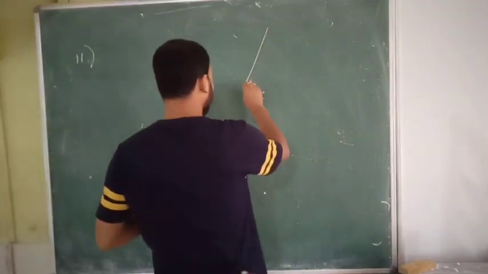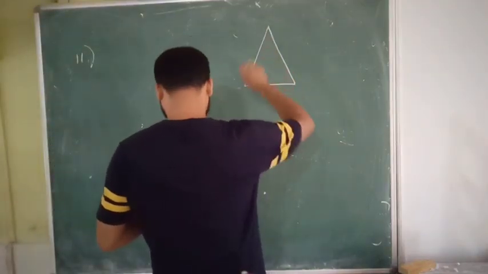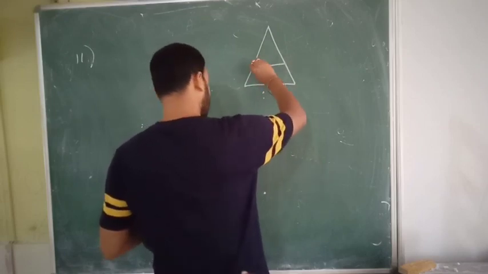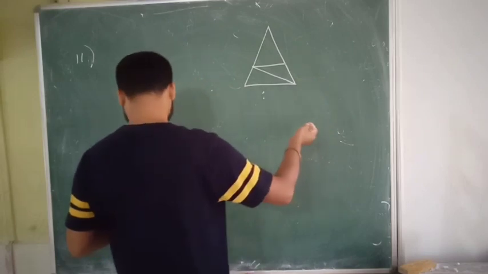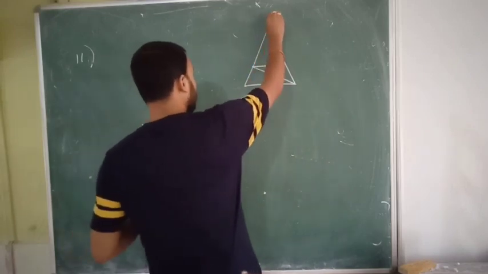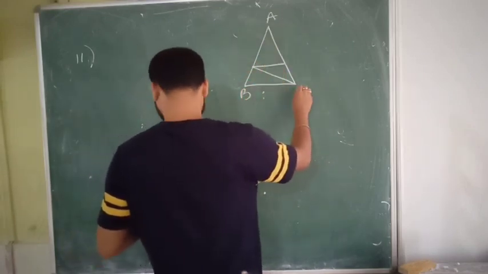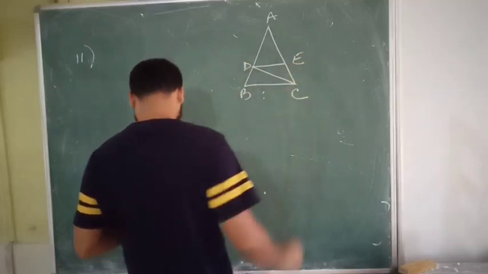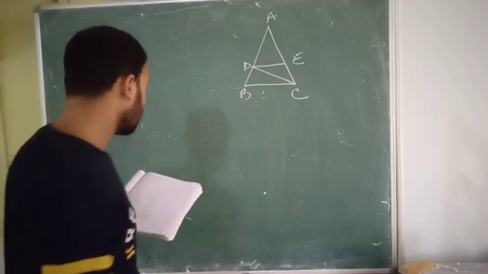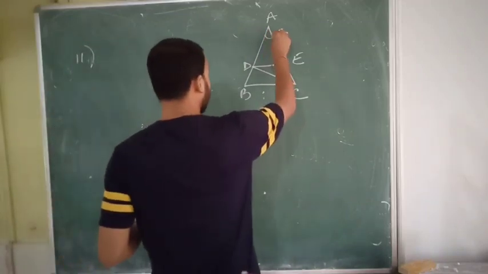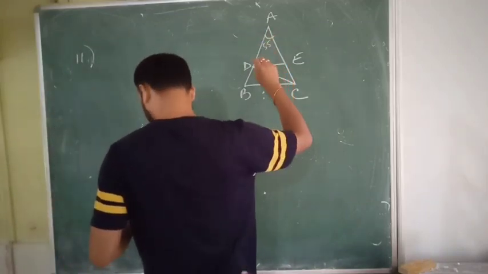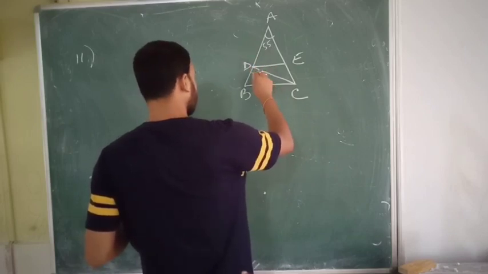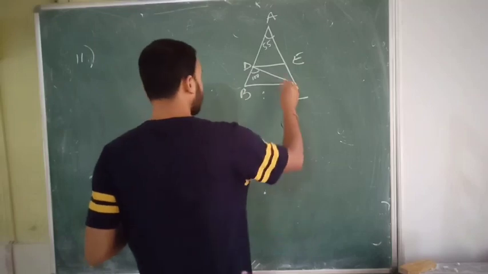Firstly, they have drawn a triangle here. Then they split the triangle. They draw a transversal. We have this is A, this is B, this is C, this is D, and this is E. This is 55, this is 100, this is 25.